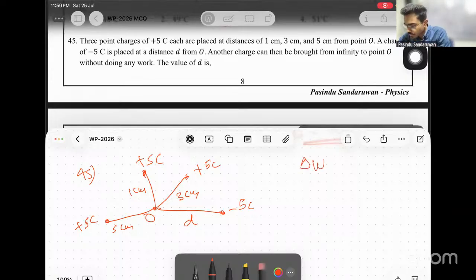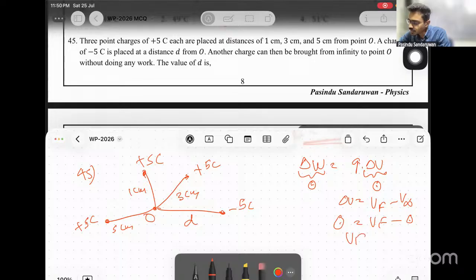We know delta W is given by Q delta V. If delta W is 0, delta V must be 0. We know delta V is final minus initial, where the initial is infinity. Then delta V is 0 and potential at infinity is also 0, so Vf must be 0. What's the point? The point is total potential at this system should be 0.